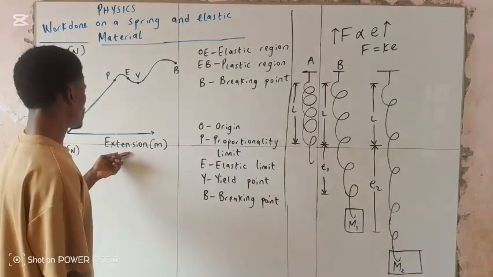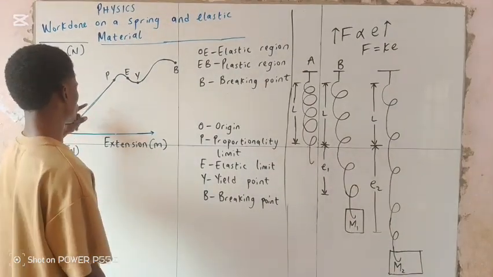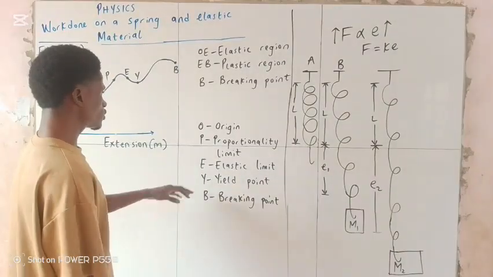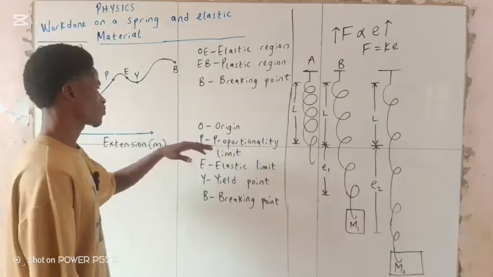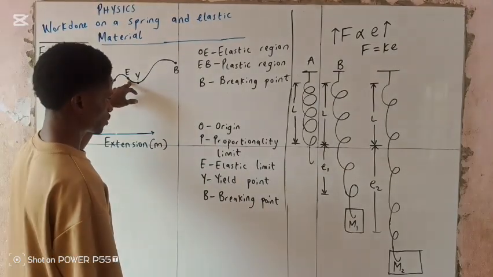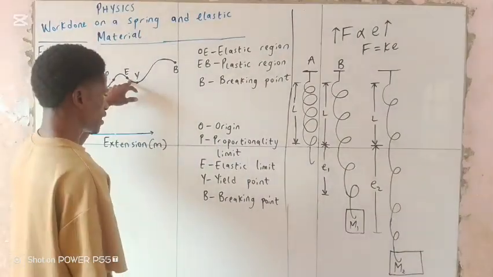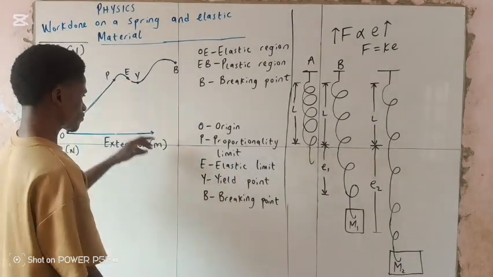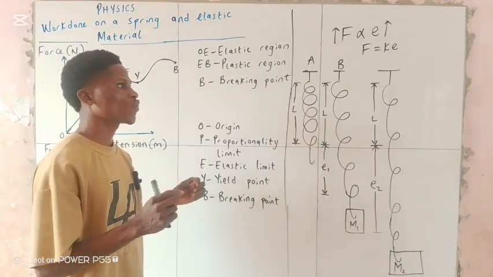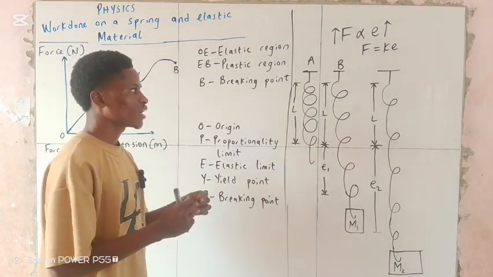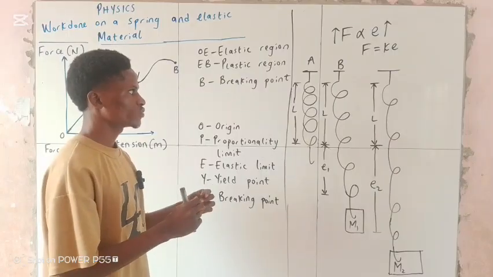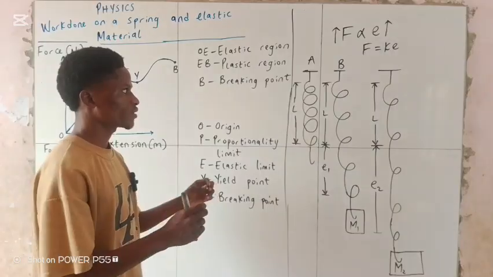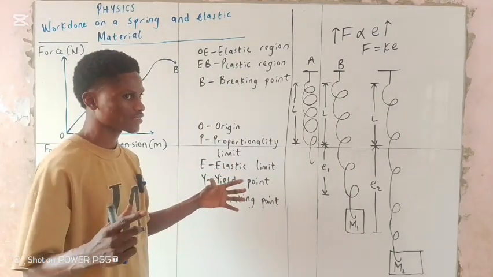So what happens is that the extension increases with what? With force. So from this proportionality limit, we move to the elastic limit. This elastic limit is the limit where, if I apply force, a point will come that the particular elastic material can no longer extend.